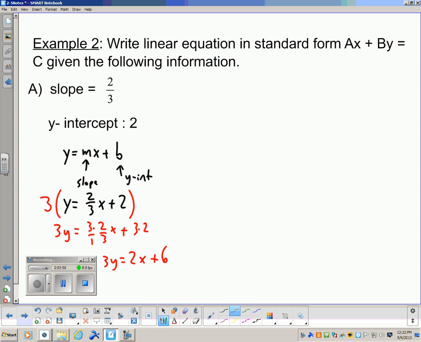So now I have to put it in ax plus by form. So I'm going to go ahead and move my 2x over to the other side. So I get negative 2x plus 3y equals 6.